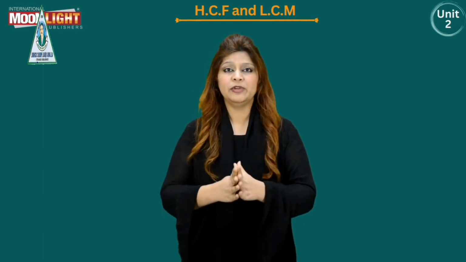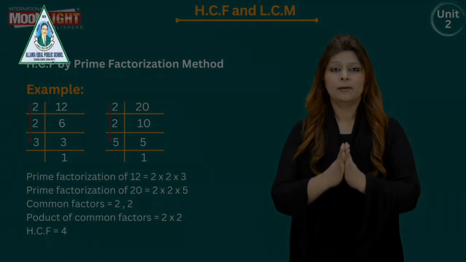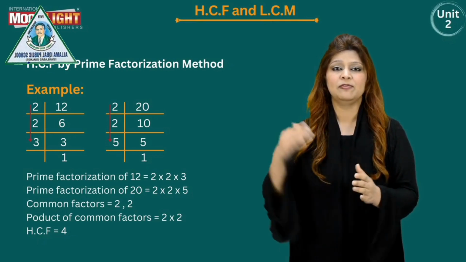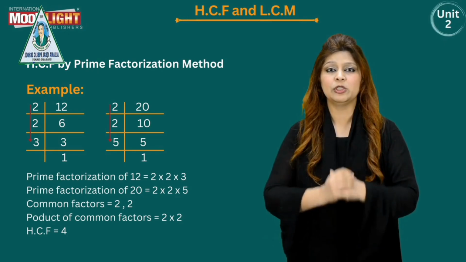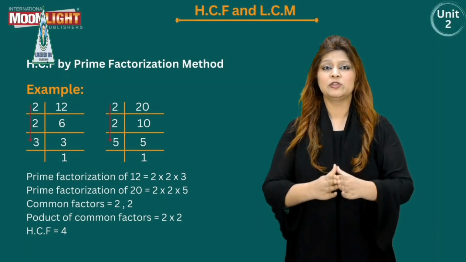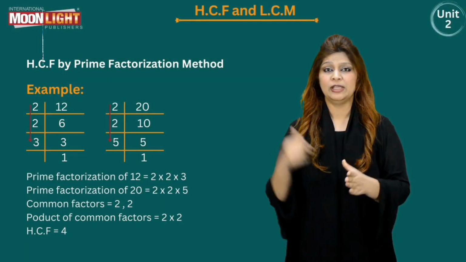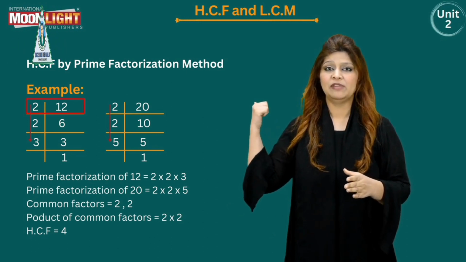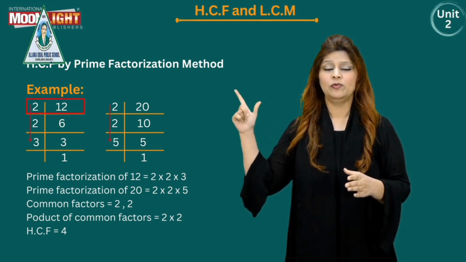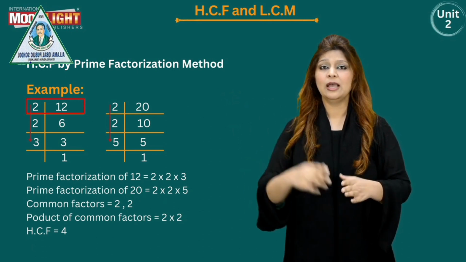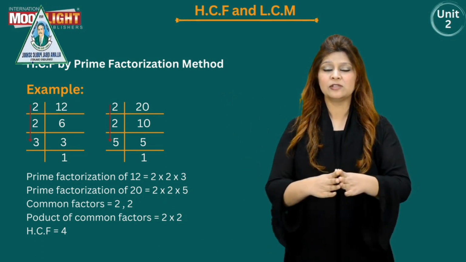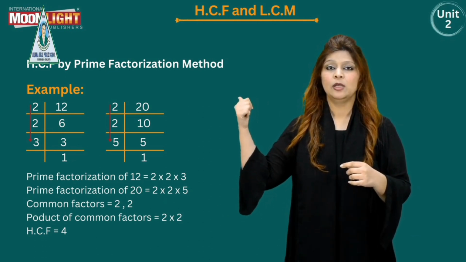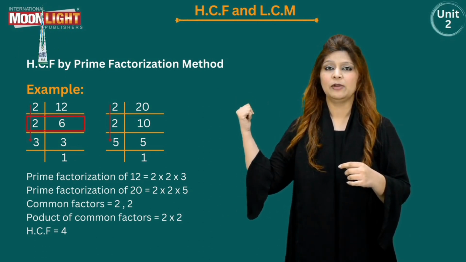Now my dear students, we are going to solve an example. In this example, you can see: find out HCF of 12 and 20 by prime factorization method. Prime factorization of 12 we are going to find out in this way. We are going to write 12 inside and 2 will come outside because 2 is a prime factor. Now 12 is divisible by 2, that is why we have written number 2 outside. 2 sixes are 12, so we are going to write the number 6 here.